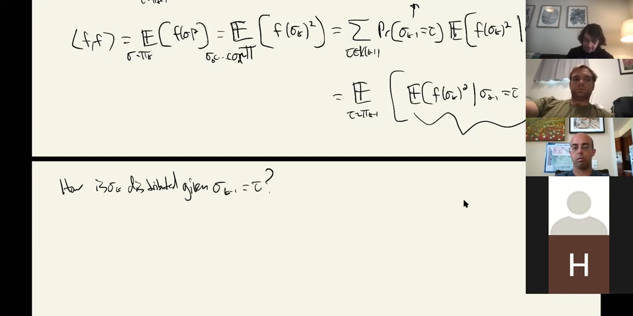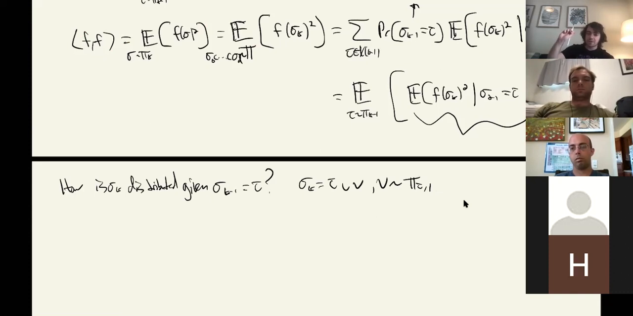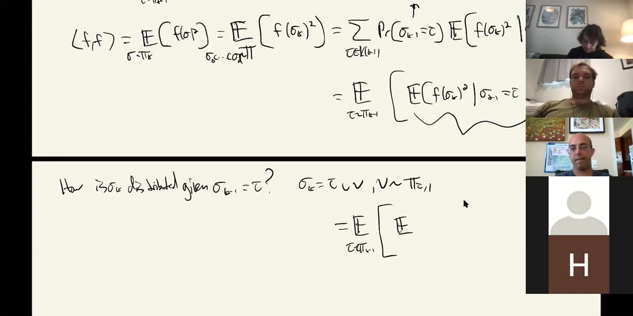Well, we've seen this before. Sigma k will be equal to tau union v, where v is drawn from the link of tau, from pi tau 1. This is just by definition of how we define the joint distribution pi. When we look down, we remove things uniformly at random. When we look up, we essentially end up using the conditional distribution over links. So given that sigma k minus 1 is equal to tau, when we draw a k face, all we do is draw a new vertex v from the distribution over the link of tau, pi tau 1. What does that mean? Well, that means we can rewrite this as follows. This is equal to the expectation over tau drawn from pi k minus 1 of the expectation of v drawn from the link pi tau 1 of f of tau union v squared.